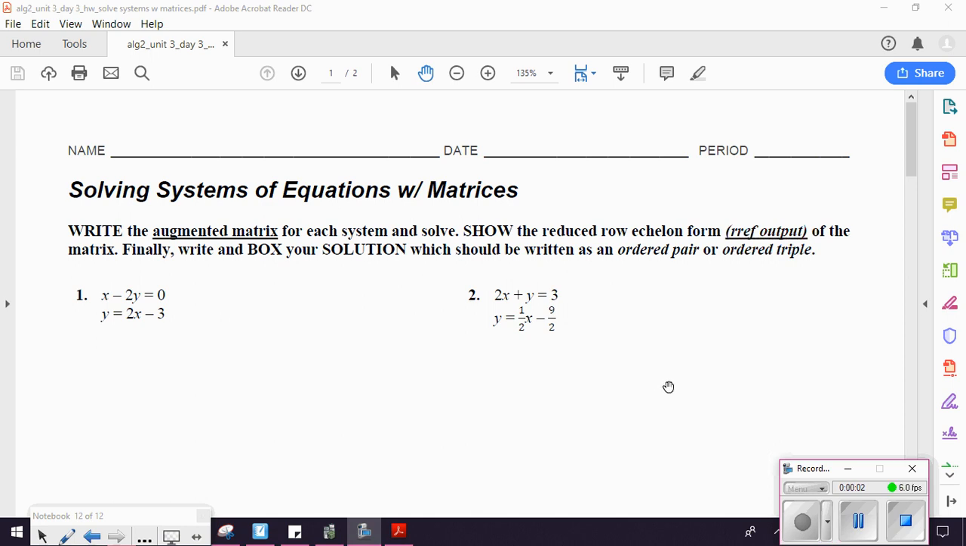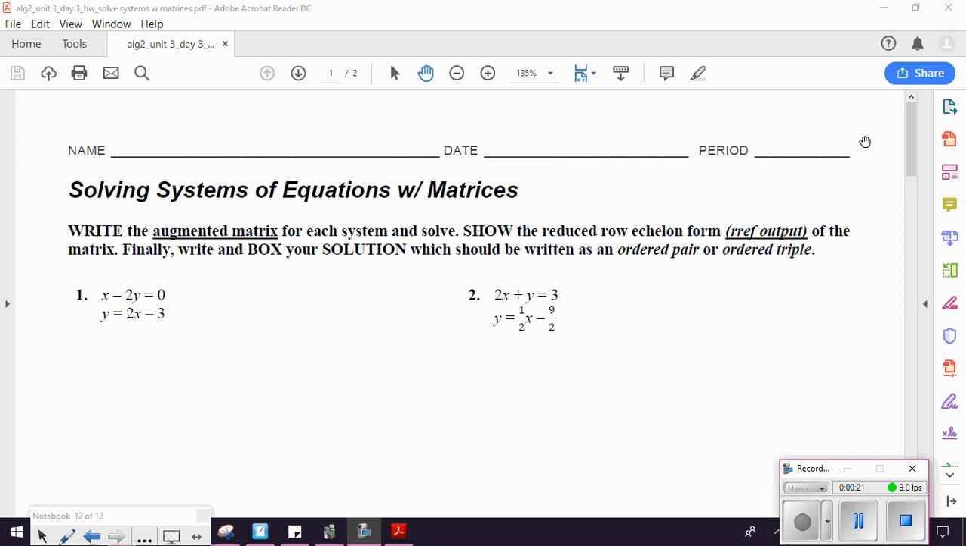Solving systems of equations with matrices. This is your tutorial. The directions say write the augmented matrix for each system and solve. Show the RREF output from the calculator, and then write your solution as an ordered pair or as an ordered triple.